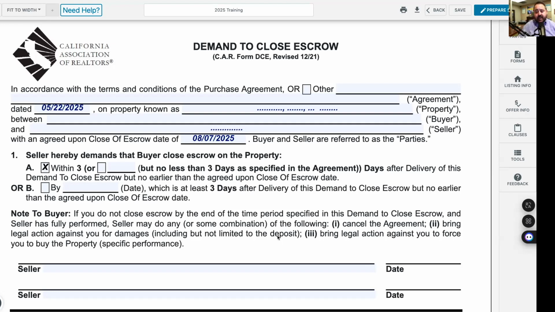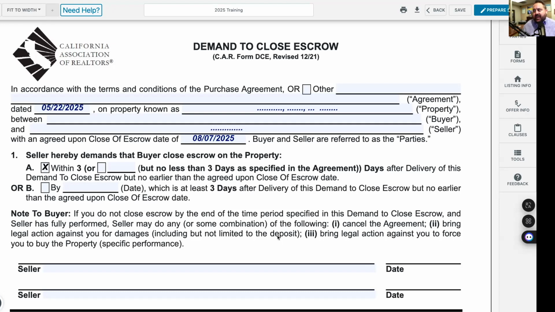Buyers can sue to force a seller to sell. Sellers could say, hey, I'm not going to cancel on you, I'm going to force you to close this escrow. That's very rare, but you can do one of the two things. Like you could do two of them, right? Because I can cancel the agreement and I could try to go after you for damages.